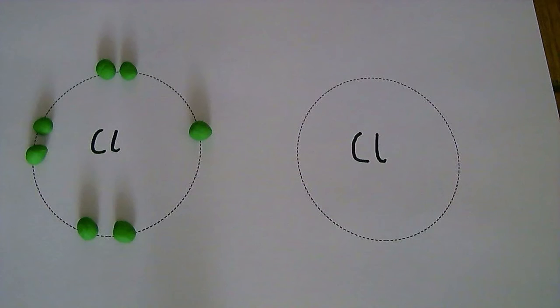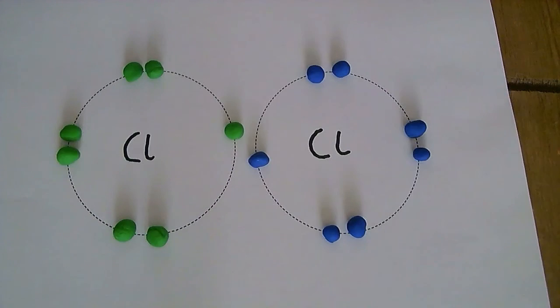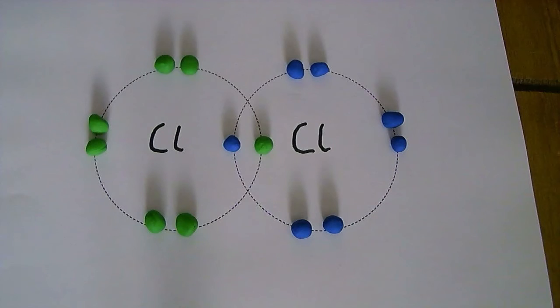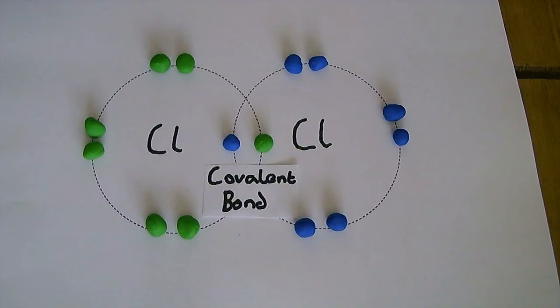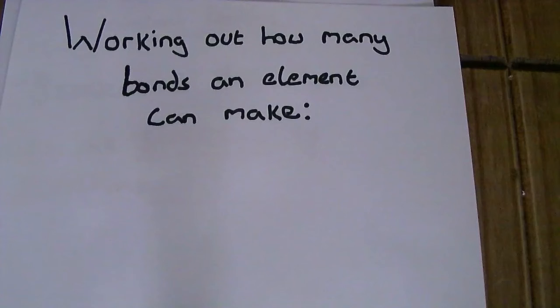So this diagram shows the outer electrons in 2 chlorine atoms, and they come together to share 1 electron each. So now each element has 8 electrons. This is called a covalent bond. Now a covalent bond is always between 2 nonmetals and is the sharing of electrons.